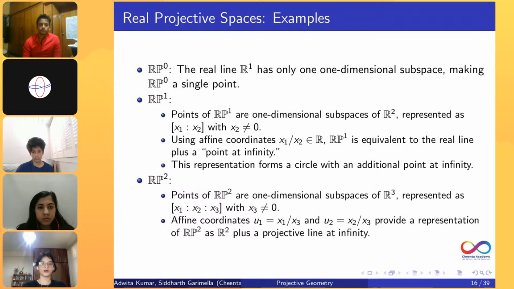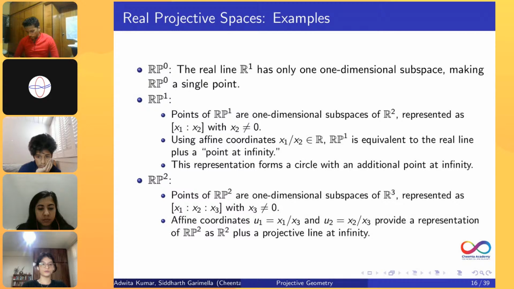Points of RP^1 are one-dimensional subspaces of R^2, represented as [x1 : x2] as shown, with x2 not equal to 0. Using affine coordinates x1/x2 in R, RP^1 is equivalent to the real line plus a point at infinity. This representation forms a circle with an additional point at infinity.